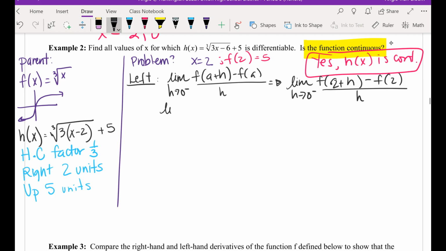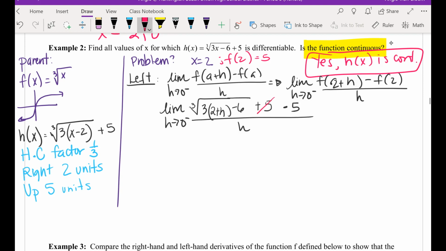So limit as h approaches 0 from the left. How do we plug in 2 plus h? Because I need to find f of 2 plus h. Substitute for x. The third root, under the radical, 3 times 2 plus h, still under the radical, minus 6 outside of the radical, plus 5, right? Oh yeah, that's a 3, sorry, a funky looking 3. Then I need to minus f of a, and we know that f of a is 5, all over h. Can I cancel out the 2 5s? Yep. What do you want to do next?